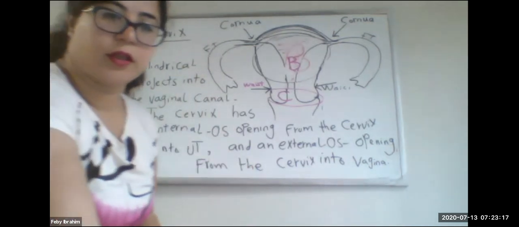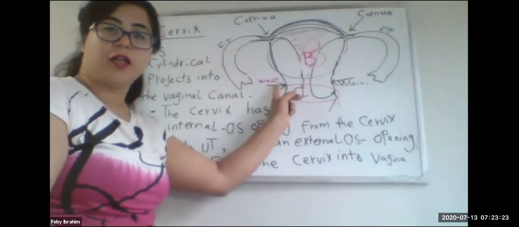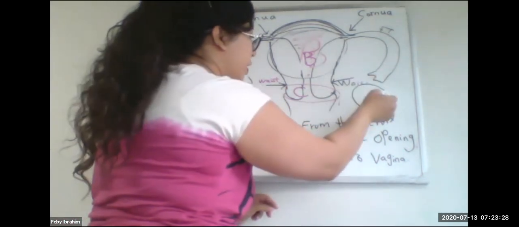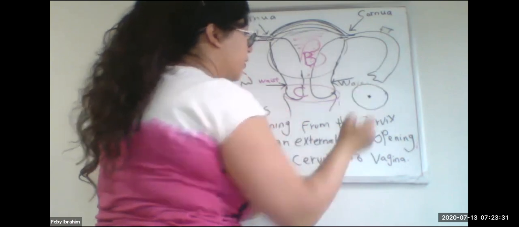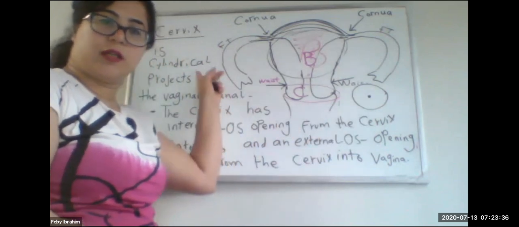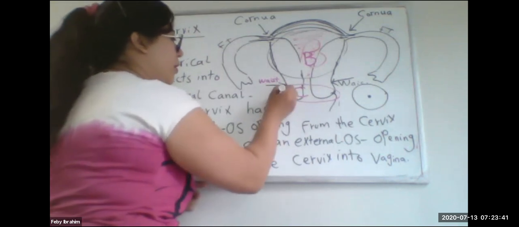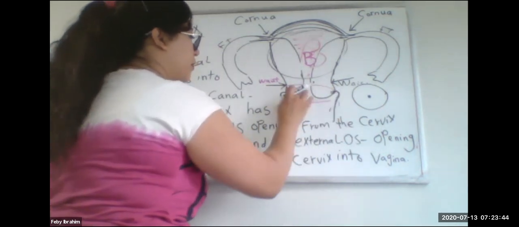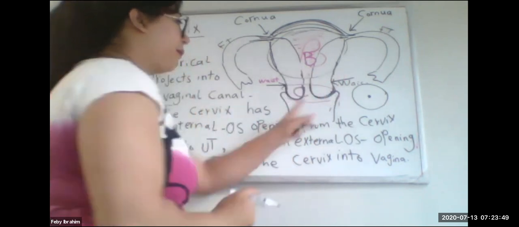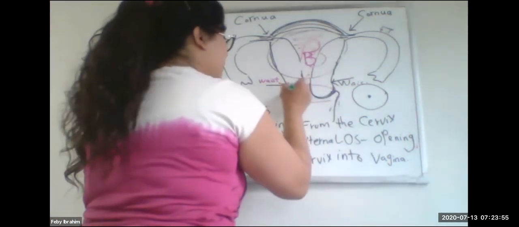So cervix. If you look here, the cervix is cylindrical in shape. In cross-section, you're gonna see the cervix looks like that. This is how the cervix looks in cross-section. It's cylindrical and projects into the vagina. This one here is the vagina. Look, this is the cervix area. This area here, let me try to color it. This is the cervix.